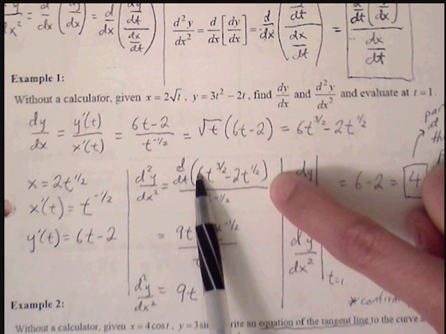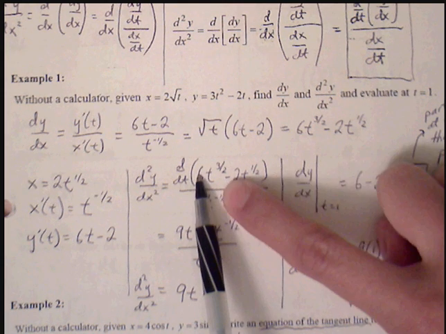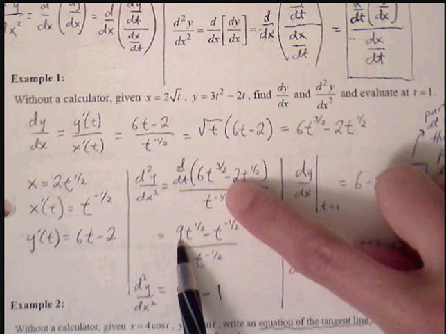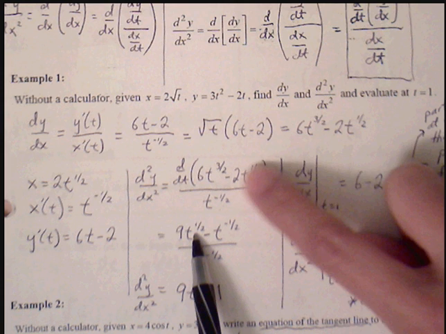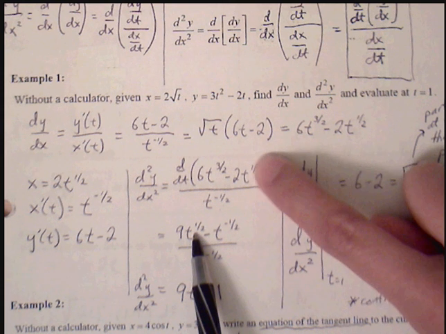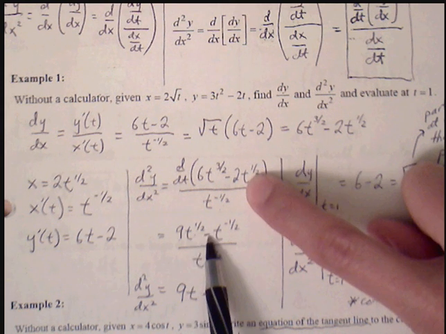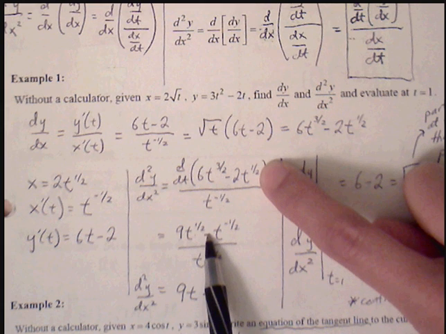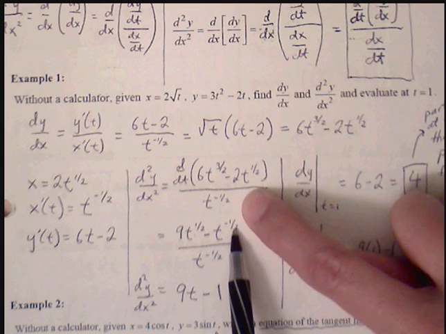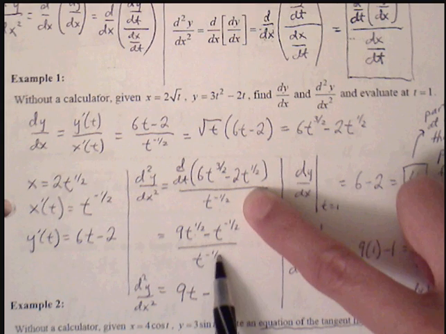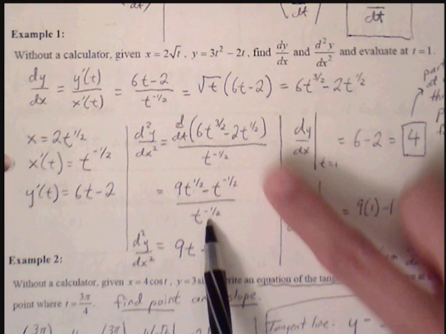So bring down the 3/2 in front. 3/2 times 6 will give us 9. Subtract 1 from the exponent, going through the power rule. So 3/2 minus 2/2 is 1/2. Go through the power rule again. Bring down the 1/2. 1/2 times 2 is 1. Subtract 1 from the exponent. 1/2 minus 1 is negative 1/2. All over my dx/dt, which still remains there.